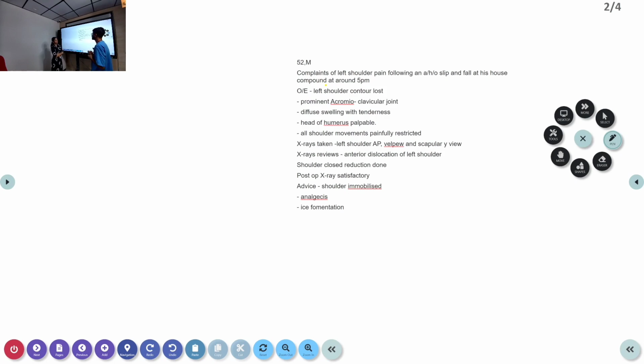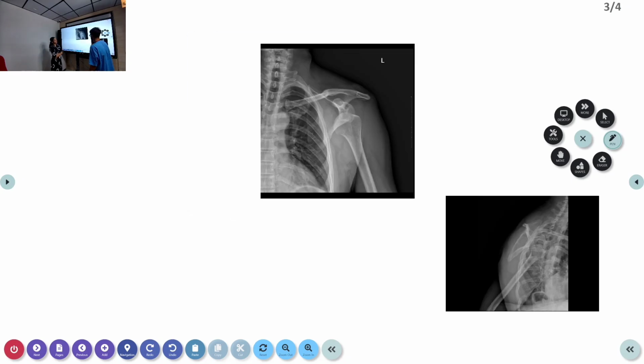Then what was done for this patient? X-rays were taken. Initial X-rays of the left shoulder, AP view and Velpeau view, ma'am. How will we take the AP view? Patient standing in front of the X-ray, projected from the anterior side. And how will we take the Velpeau view? When the patient is not able to abduct, to take the lateral view, we ask the patient to incline 30 degrees, and we take it from the posterior side laterally.